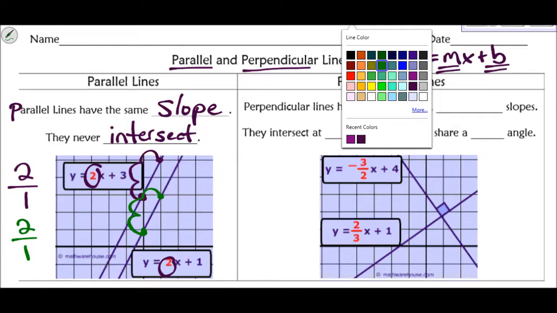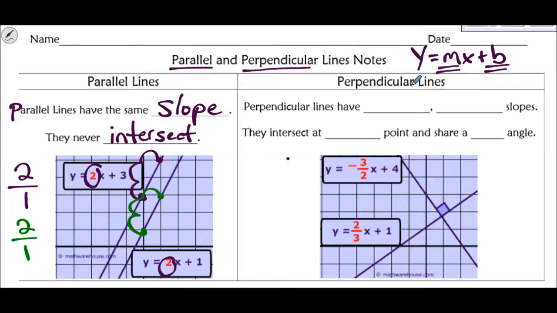Parallel lines have the same exact slope. They're never going to touch. They're going to have different y-intercepts. You can see that there and there. They have different y-intercepts. That's represented with this 3 and that 1.